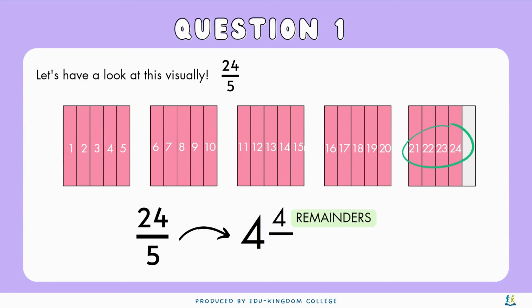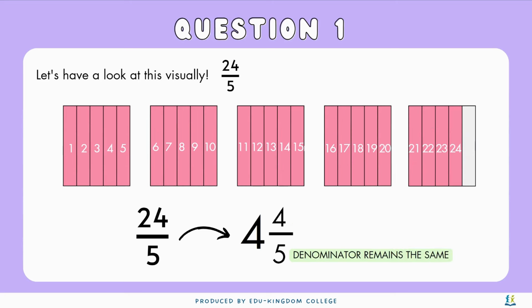So it's going to be 4. And then we're grouping in groups of 5. And the denominator represents how many there are. And the denominator remains the same. So it's going to be 4 4/5 visually.